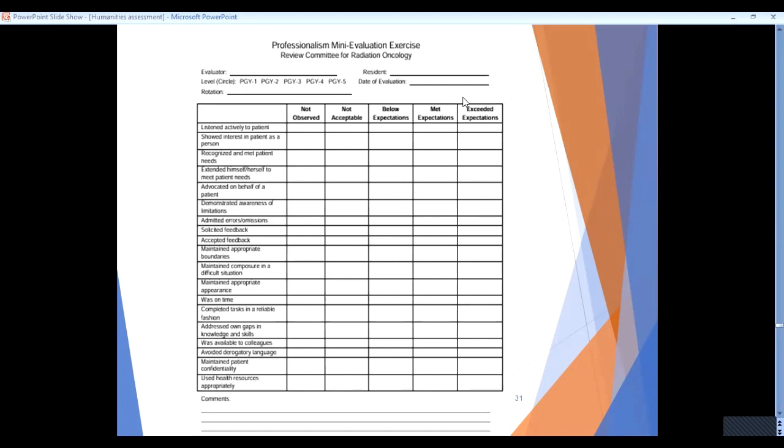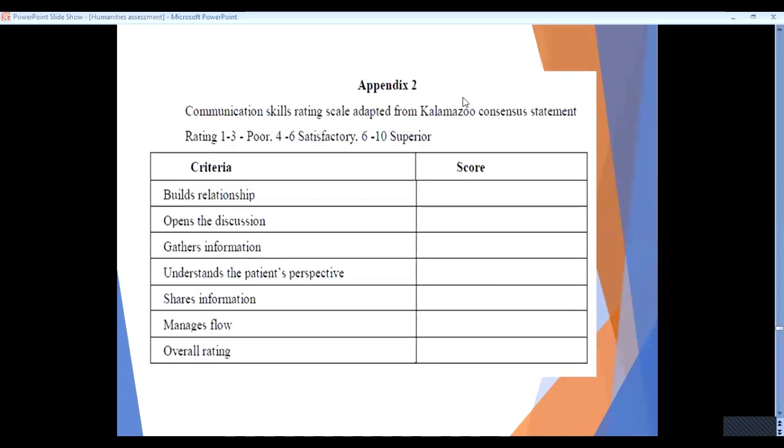This is PMEX, Professionalism Mini Evaluation Exercise. So this is also based on a Likert scale, and there are various attributes, and you can go on scoring, and finally you will have a global rating also. Next one, please. This is Kalamazoo scale, especially for communication skills. It also has a scoring similar to Likert scale. Next one, please. This has been suggested by NMC for undergraduate medical students. In compound it is there.